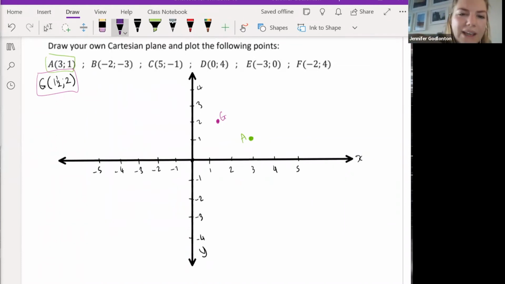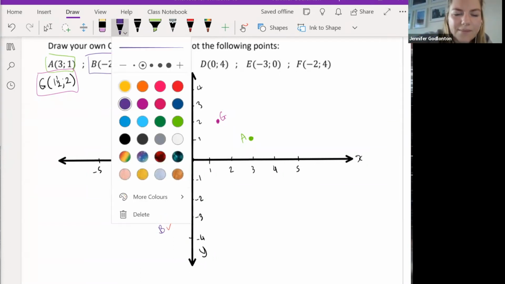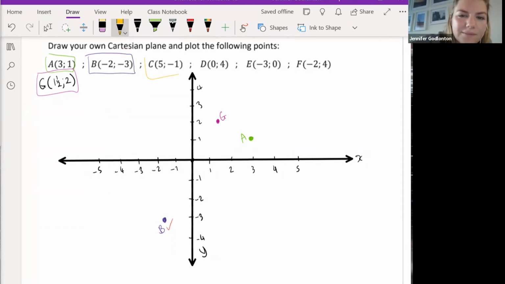Okay, so let's do B. So B, we're going to go -2, -3. And if you've gotten B right, I want you to give yourselves a little tick. -2, -3. Give yourselves a tick. Okay. C, 5 and -1. And you're going to make it C, and you're going to give yourselves a tick.